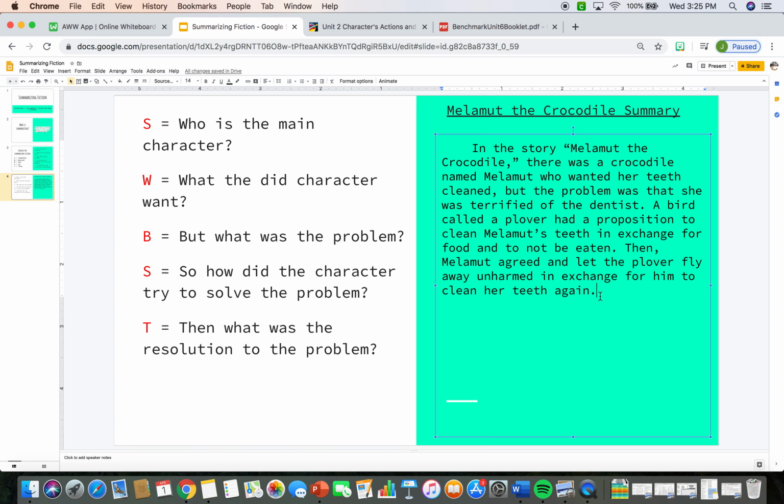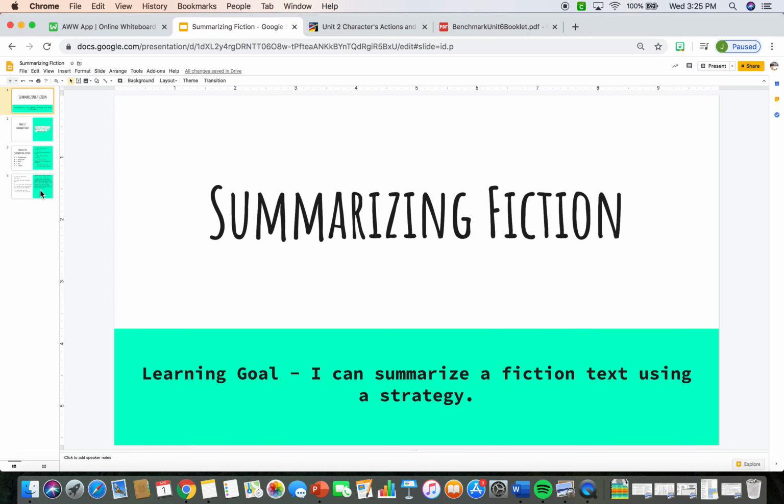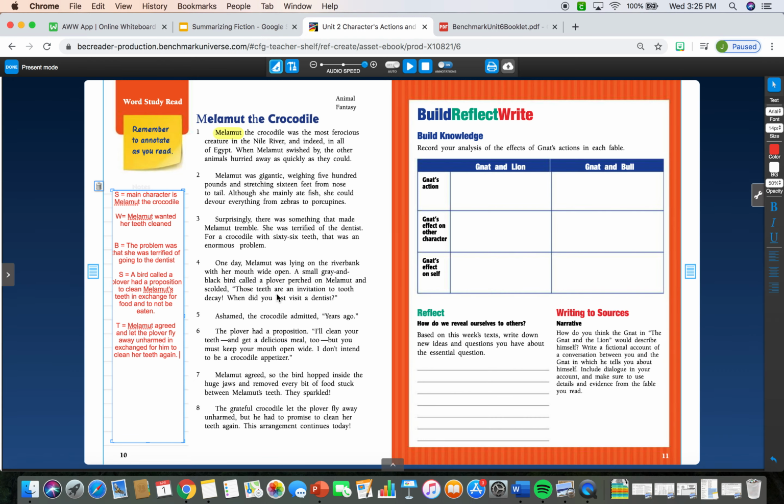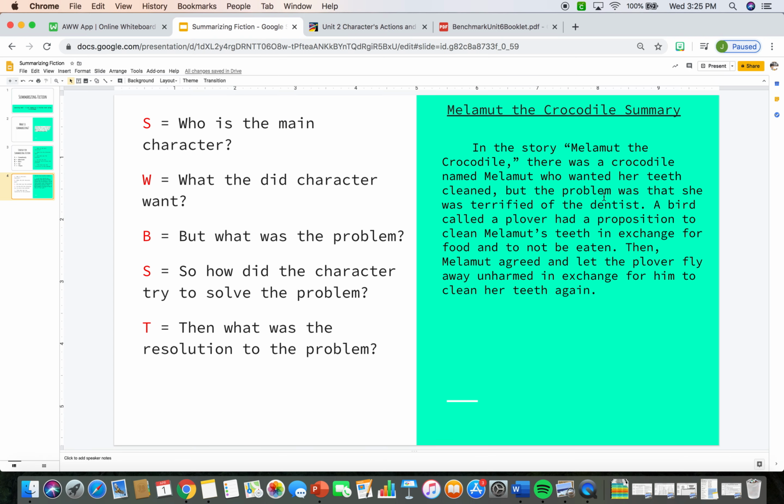I understand my character. I understand what the character wanted. I understand what the problem was. I understand how the character tried to solve the problem, or other characters helped to solve this problem. And I understand the outcome and the resolution of this problem. So that's my summary, boys and girls. It's short, quick, and sweet. So if you've written super long summaries before, just remember, we're summarizing fiction. It does not have to be long. Okay? This passage was pretty short, and our summary was short as well, but that's perfectly fine.